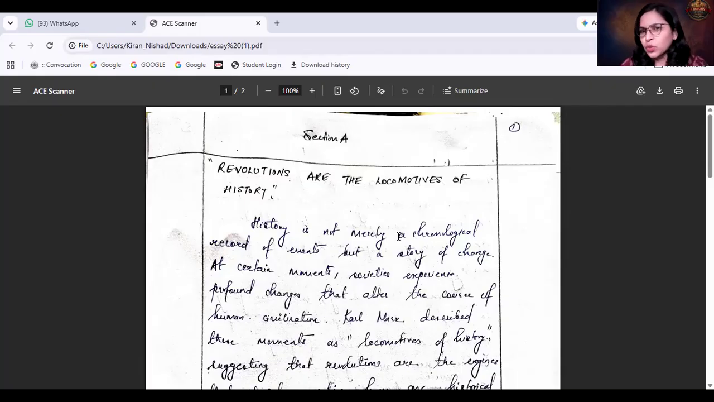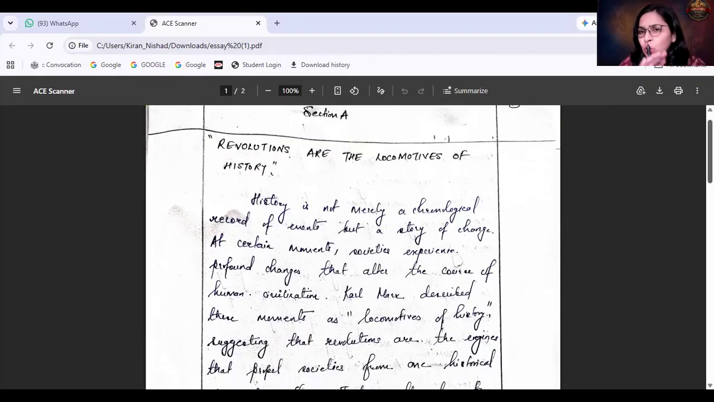Okay. So as I've told you, there are 2 to 3 paragraphs you need to write in the introduction. In the introduction, you are going to introduce the topic to the examiner. So what is the topic? Revolutions are the locomotives of history. My first 2 paragraphs should emphasize that I am going to explain the topic to the examiner, and show the examiner that the topic is clear to me. Pretty clear? So let us now understand how I have written this essay and decoded the topic.